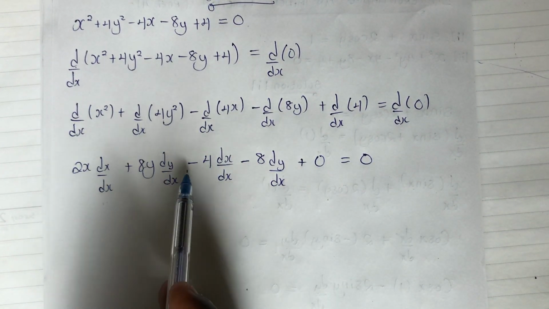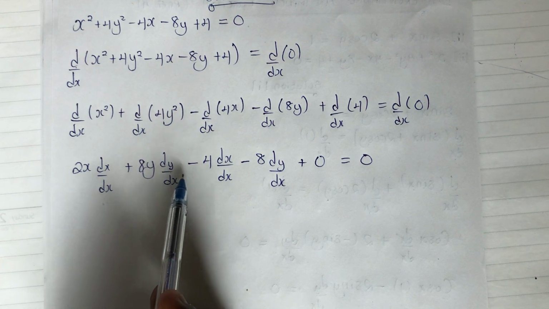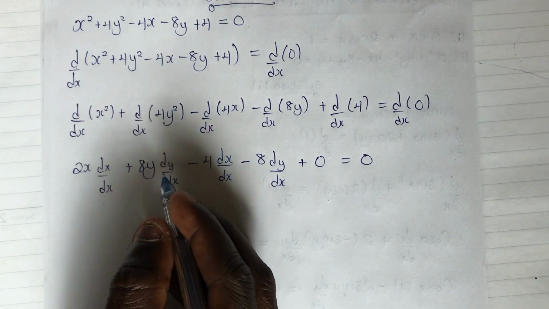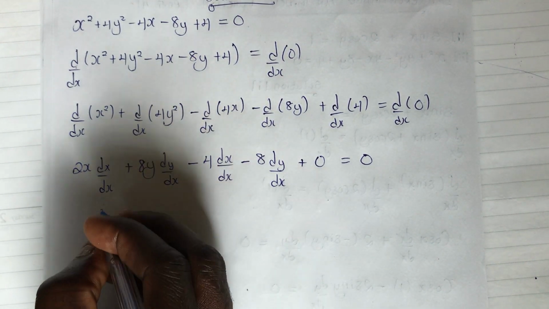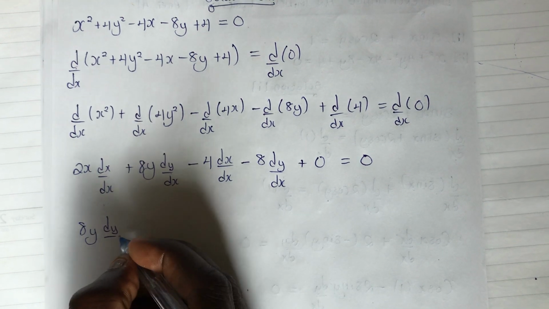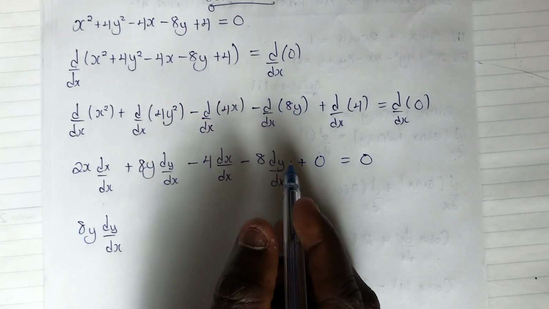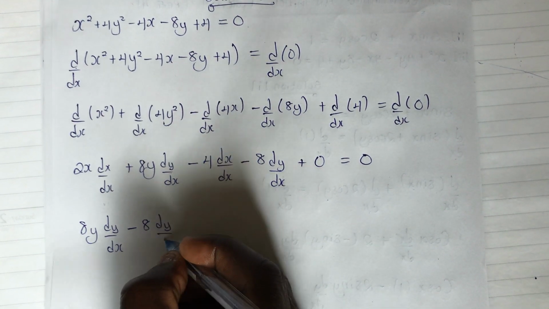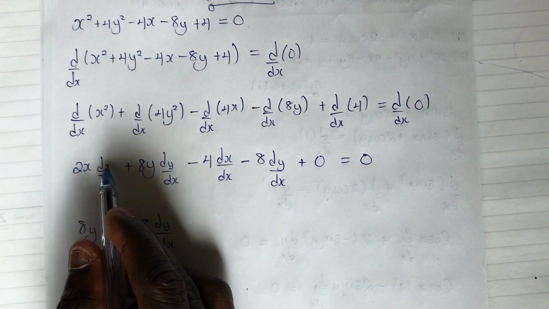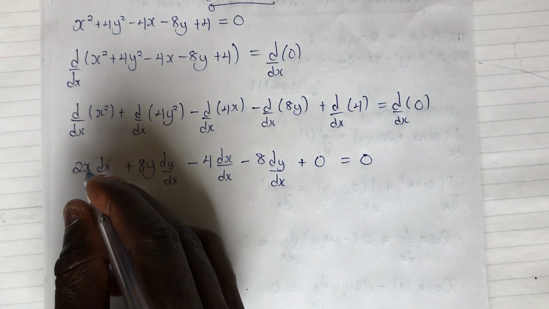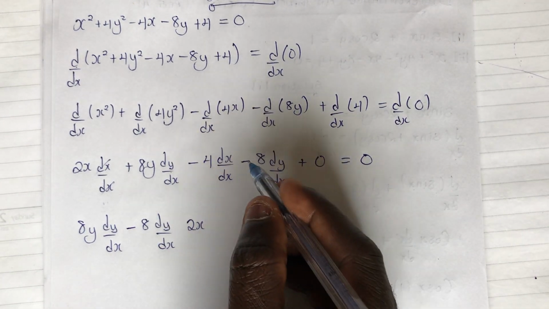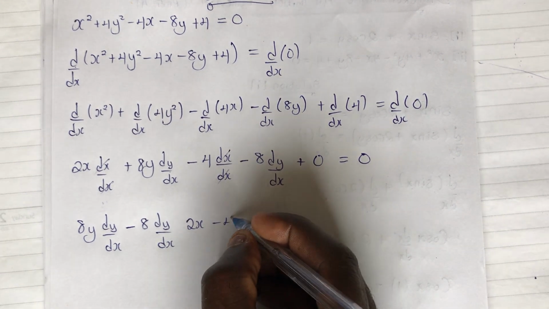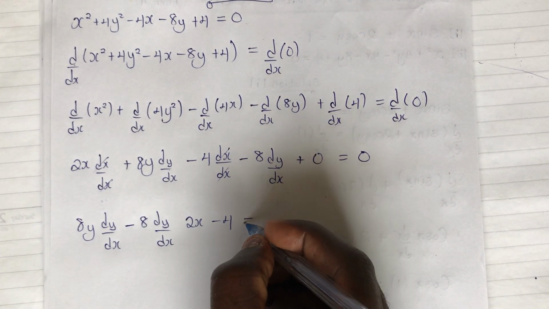Now we group all terms containing dy/dx to one side. The remaining terms will come behind. So let me start with the positive one. I have 8y dy/dx. Then I have another term having dy/dx here, minus 8 dy/dx. Then dx/dx here is 1, so 1 times 2x gives me 2x. Then dx/dx here is 1, and 1 times 4 gives me minus 4. The 0 is not necessary. Equal to what? 0.